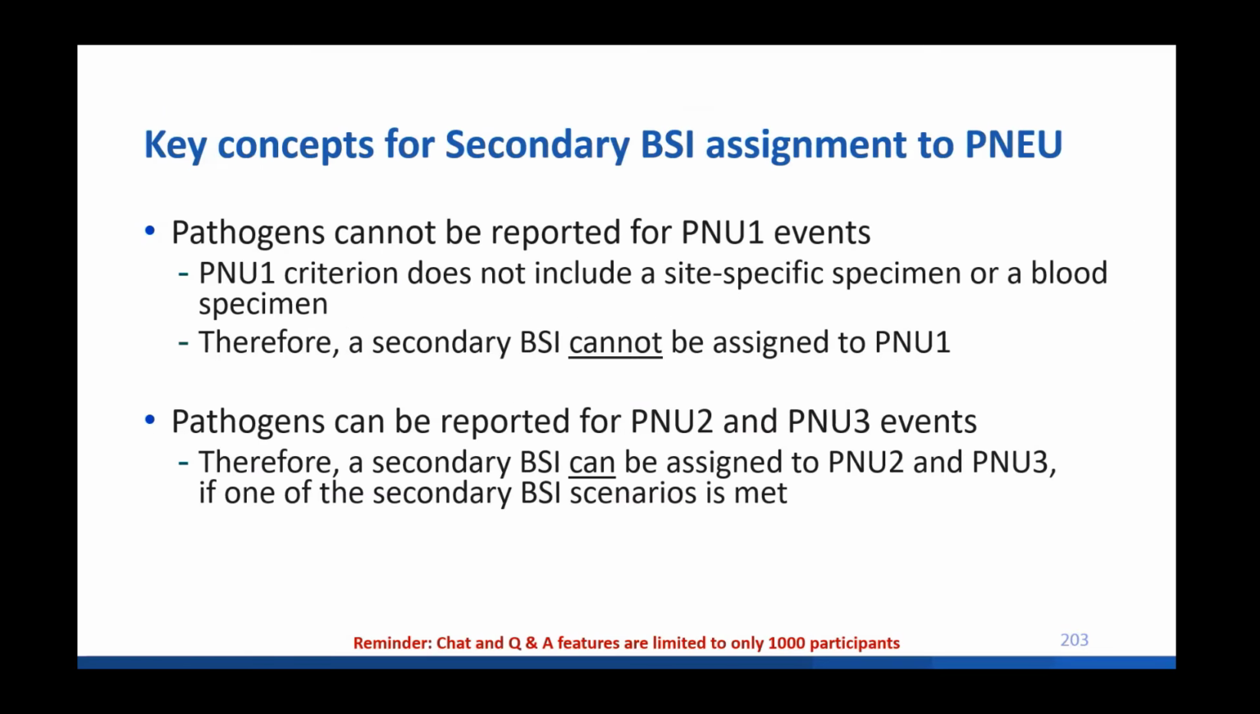All right, a couple of things to note before we begin. Pathogens cannot be reported for Pneumonia 1 events. The Pneumonia 1 criterion does not include a site-specific specimen or a blood specimen, and therefore a secondary BSI cannot be assigned to Pneumonia 1. However, pathogens can be reported for Pneumonia 2 and Pneumonia 3 events. Therefore, a secondary BSI can be assigned to Pneumonia 2 and Pneumonia 3 if one of the secondary BSI scenarios is met.